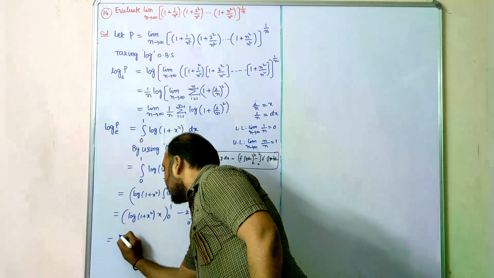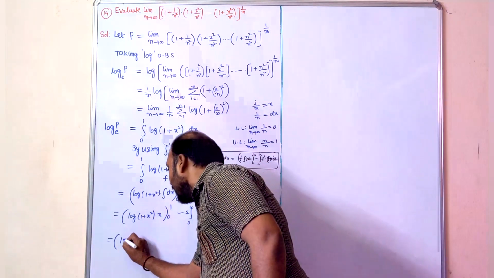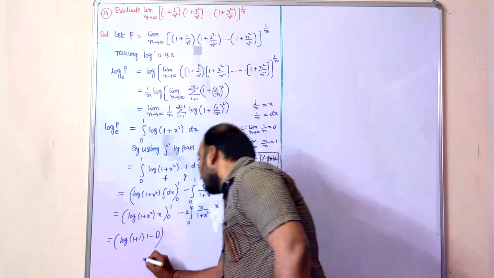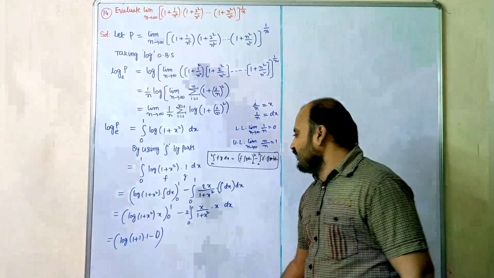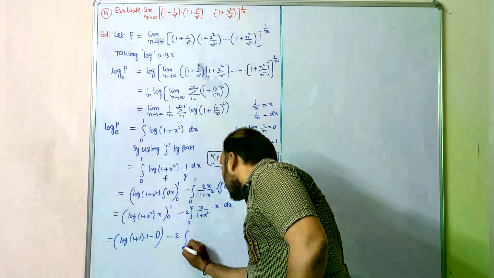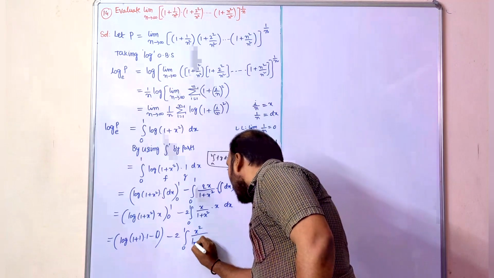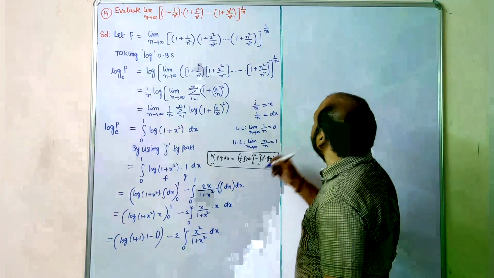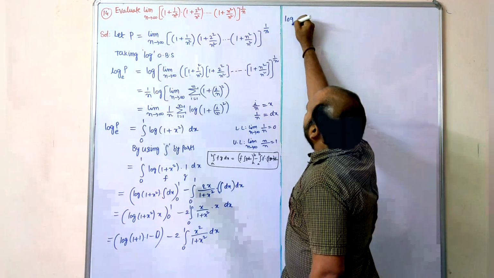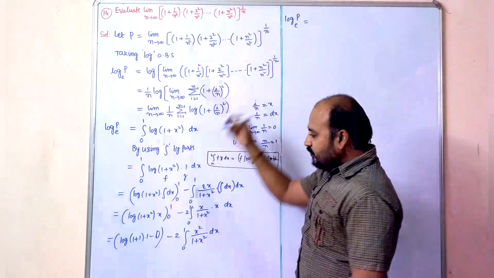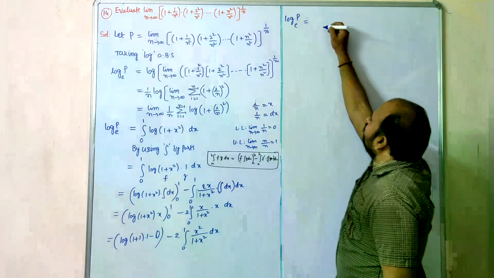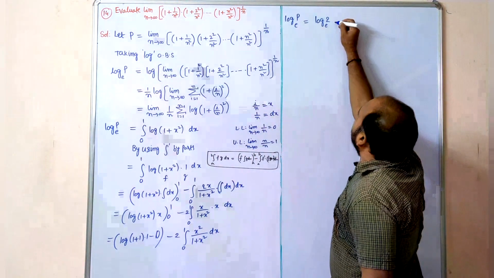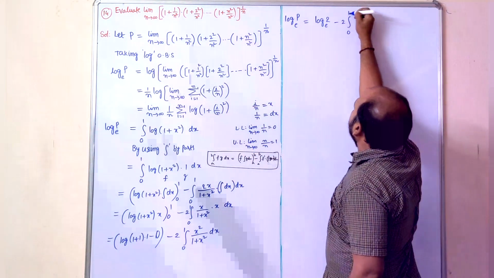That is equal to, first upper limits, x is equal to 1, substituting: log 1 plus 1 into 1, minus 0. For x is equal to 0, substituting 0 makes everything 0. Minus 2 into integral 0 to 1 x square by 1 plus x square into dx. Later on, this limit becomes log p to the base e equal to, this value is log 2. That means log 2 to the base e minus 2 into integral 0 to 1.